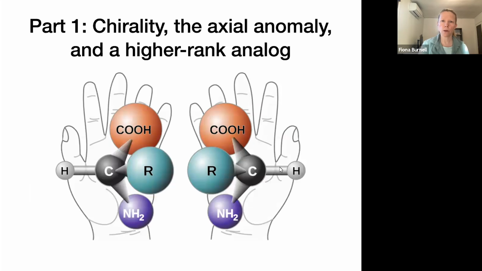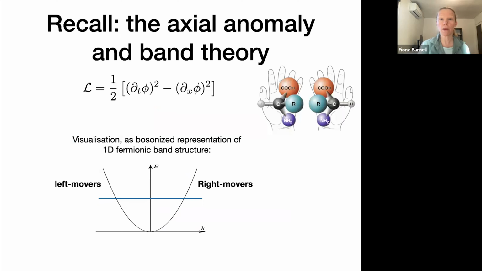Okay, so let me start by talking about this higher rank analog of the axial anomaly. Let me just remind you what the axial anomaly is. There are two pictures that are nice and intuitive. One is, suppose we started with a scalar field theory that had this Lagrangian, (dt phi)^2 minus (dx phi)^2.